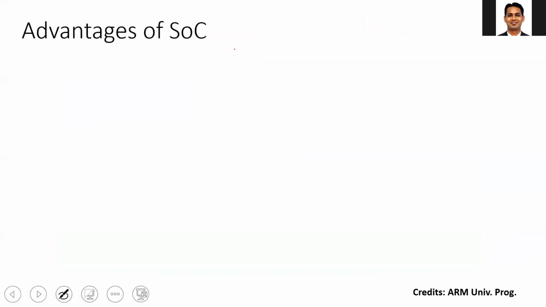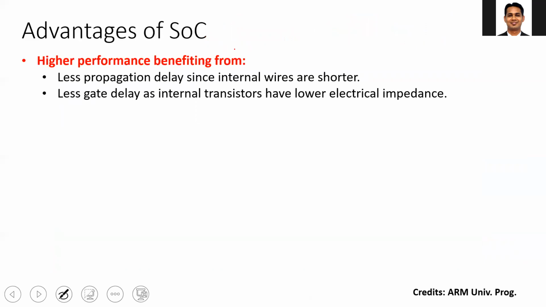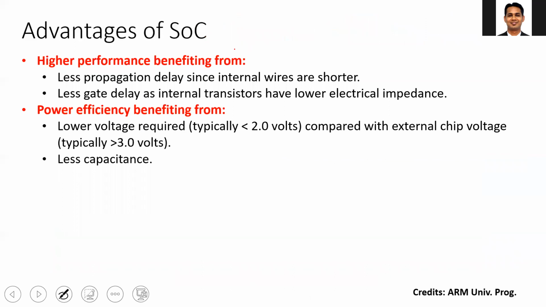So what are the advantages of the system on chip? The first is better performance, because inside the system on chip the propagation delay is less. Also, the gate delay is less because internal transistors have lower impedance. Efficiency is the second: because you are operating at a lower voltage compared to the external interface, your power efficiency is better, and the capacitance effects are less. You are not driving the signal outside the chip; the signals are limited inside the chip.